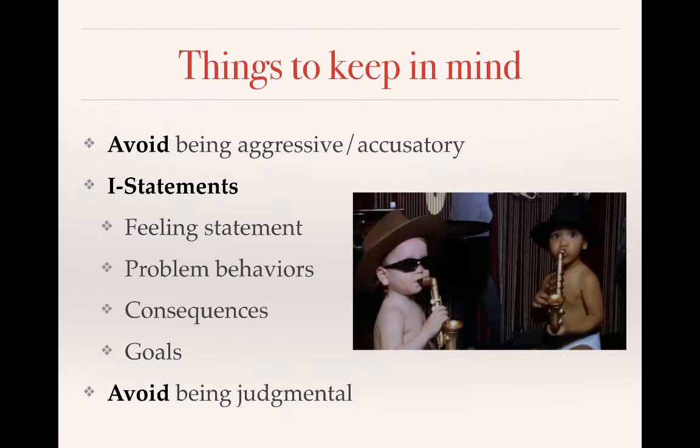An I statement is basically made up of a feeling statement, the problematic behavior, the consequences, and the goal. So it would be "I," and then what you're feeling, the cause of that, what behavior is causing that, what the consequences are, and what the goals might be. But you do want to avoid being overly judgmental. I think this clip from The Office illustrates those last 2 points. It gives I statements, but it also throws in being too judgmental. So we see it going from a decent I statement to one that's overly judgmental and not terribly productive.